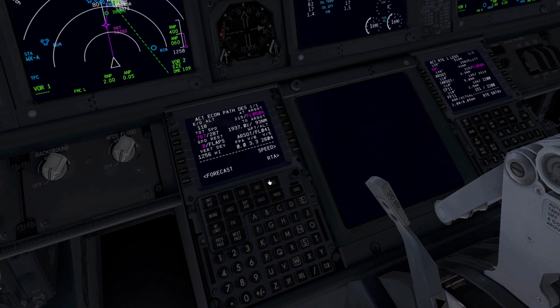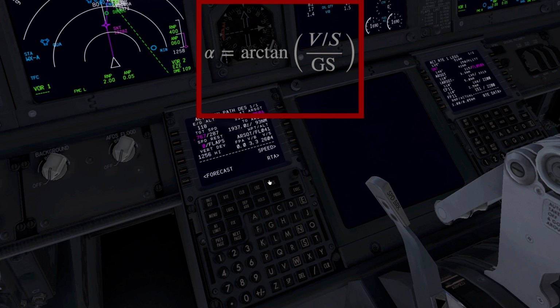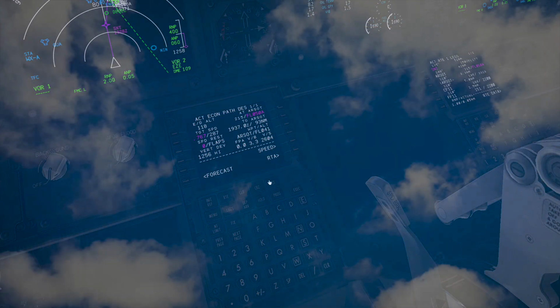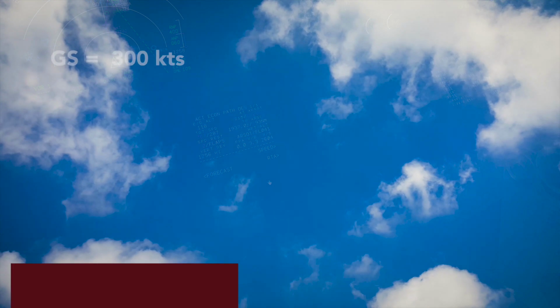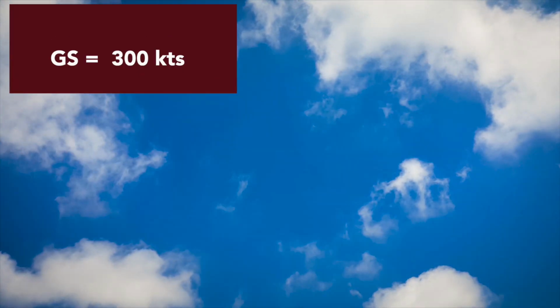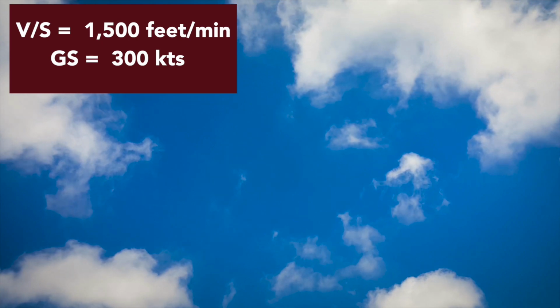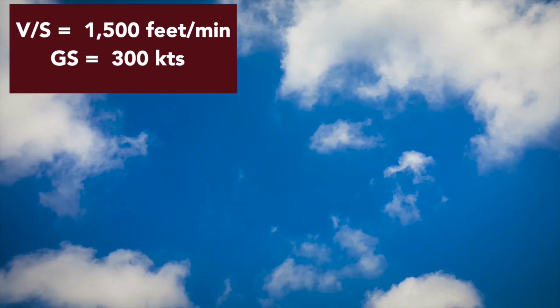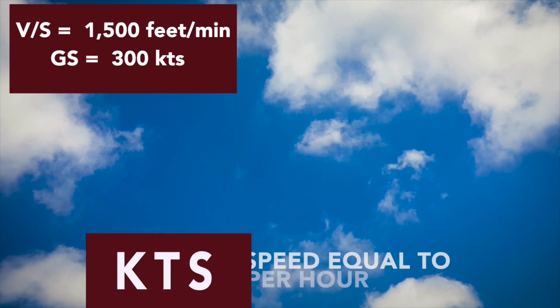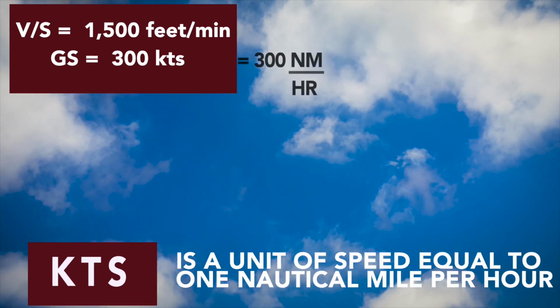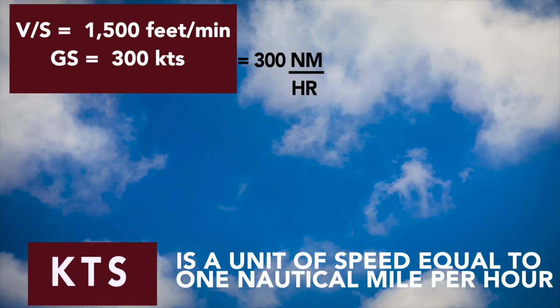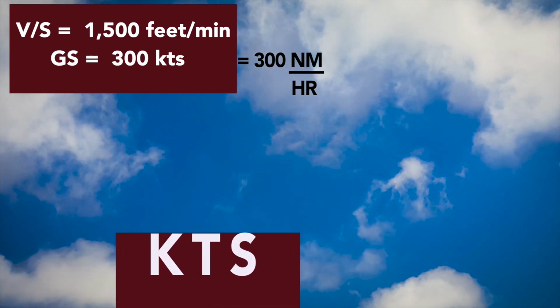So the formula is pretty simple, where the flight path angle equals the arctangent of our vertical speed divided by our ground speed. So let's make an example. Let's say that our ground speed right now is 300 knots and we're maintaining a vertical speed of 1500 feet per minute descent. So we know that 300 knots is the same as saying that we are advancing 300 nautical miles in 1 hour. So first we need to convert this to feet per minute.